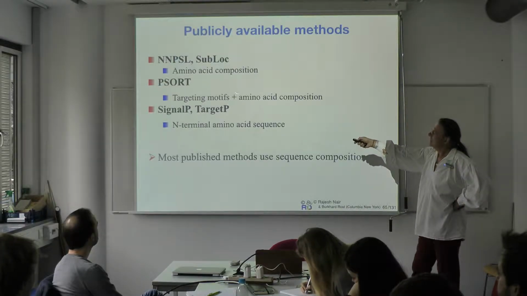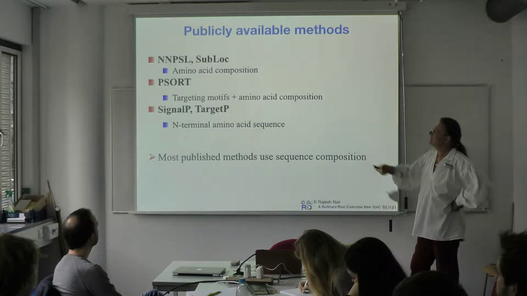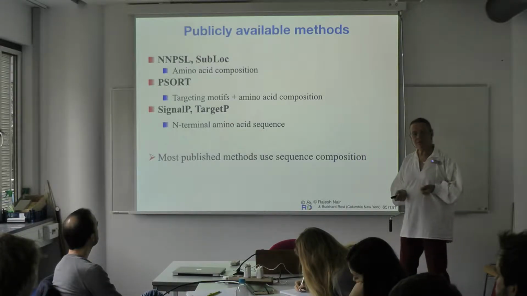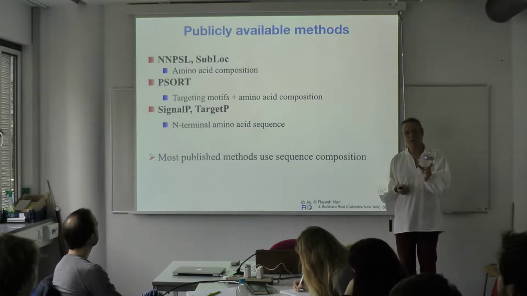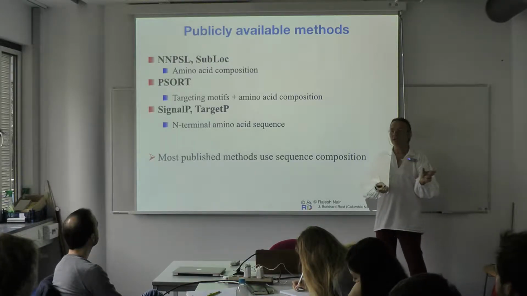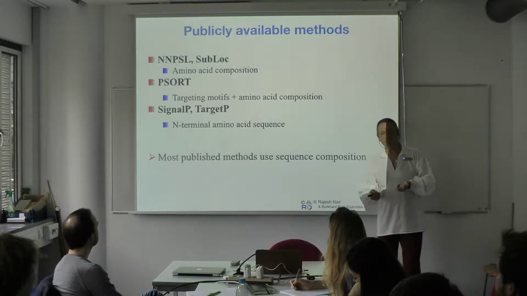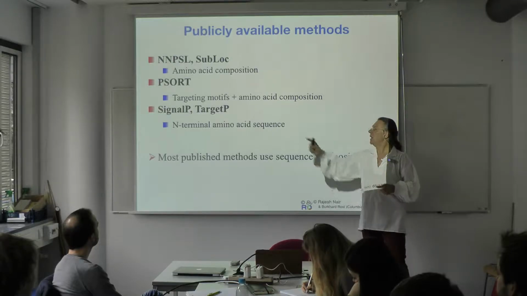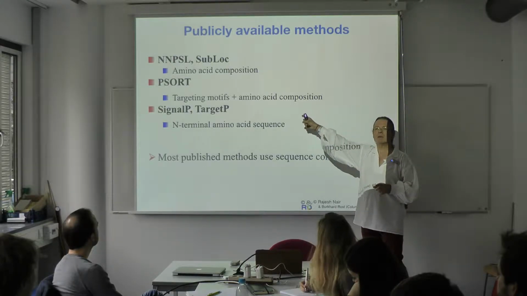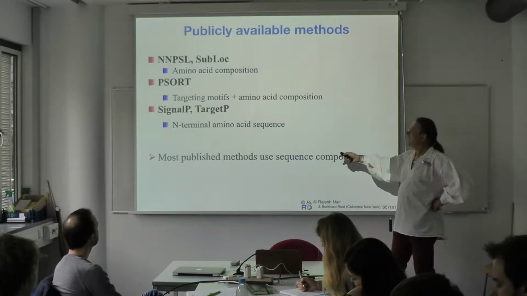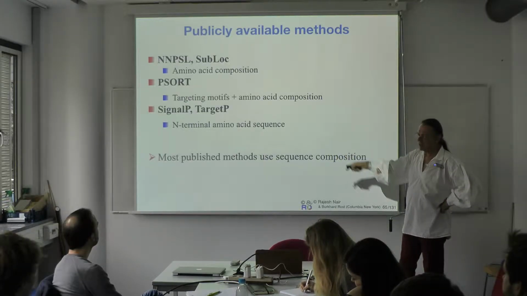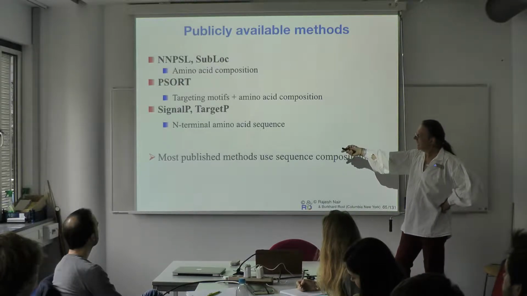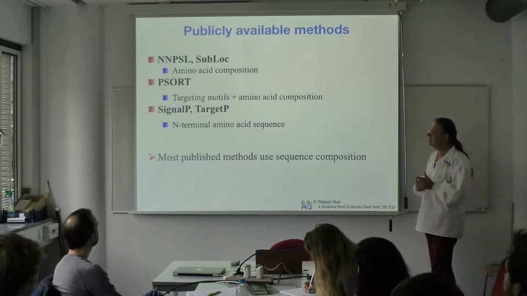Then came methods such as PSORT, and the latest version, WoLF PSORT, that essentially combines targeting motifs. So at the beginning there's a signal peptide; if I find that, I take that. Nuclear localization signals, I have a database of nuclear localization signals; if I find that, I take it. And then it applies amino acid composition to whatever remains. SignalP and TargetP we already talked about. They use N-terminal sequences, the signal that is really in the beginning of the protein.